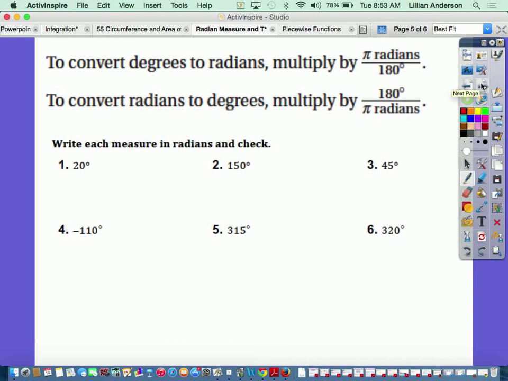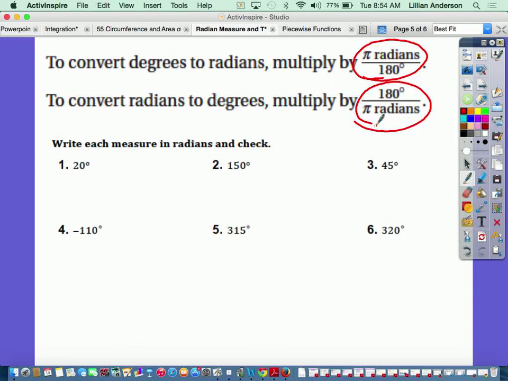Now, you can go from degrees to radians and also from radians to degrees using these two formulas. If I want to go from degree to radian, I multiply by pi radians over 180 degrees, or just pi over 180. If I want to go from radian to degree, then I multiply by 180 degrees over pi radians. Literally, multiply. When you multiply, you usually multiply straight across, and then you reduce.